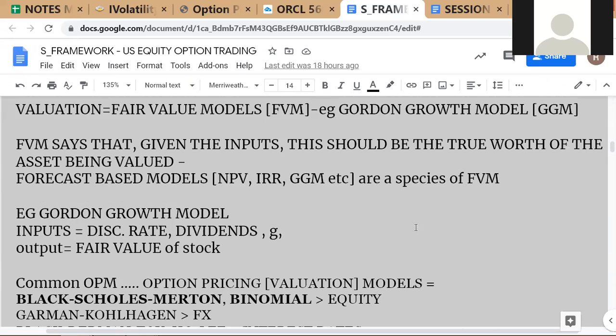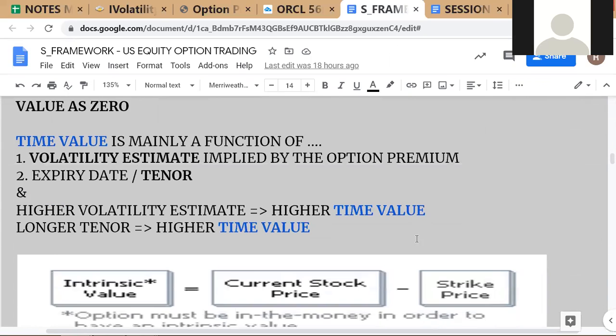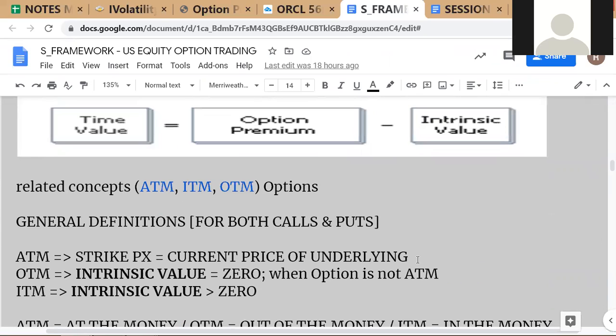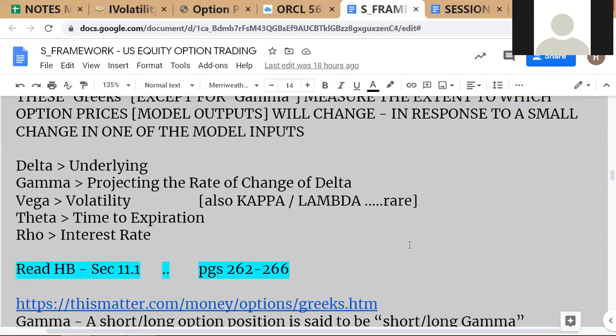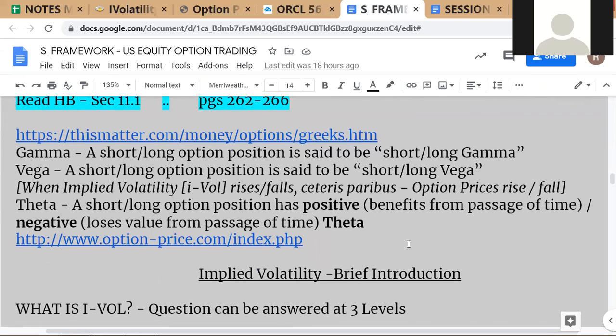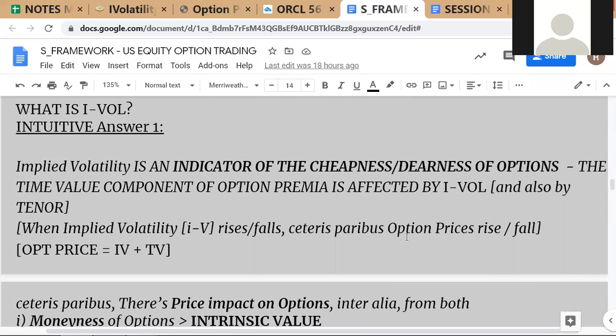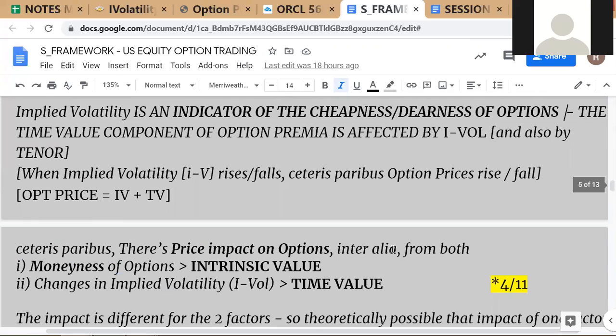So we've already covered all that, and this module we are doing now is quite important from that point of view, which is the I-Vol part of it. This is where we stopped in the previous class.